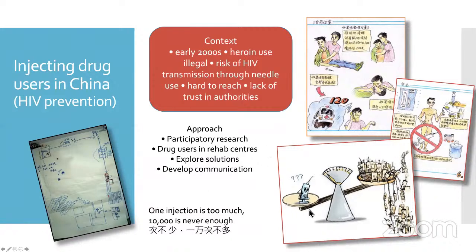And this is one of the concepts that came out. It's an image that shows a single injection or single syringe on one side of the scale and thousands on another. And the slogan was, "One injection is too much, 1,000 is never enough." So it was a way of them symbolizing that once you try heroin, you end up getting hooked on heroin very easily, and that has a negative consequence. And there were a whole lot of other images and concepts that came out of this interaction.